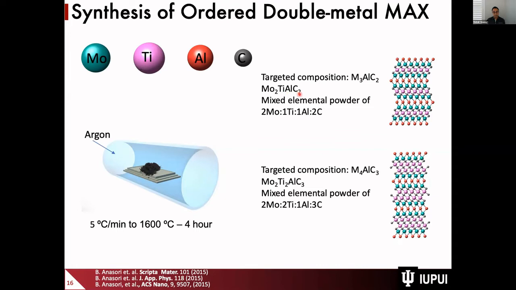And we heat it to this temperature and time, and we were able to make a Mo2TiAlC2. With the same method of mixing and heating process, we were able to mix a stoichiometric ratio of 2 molybdenum and 2 titanium, aiming for a 4-layer MAX or MXene, which is M4AlC3. And we were able to make another ordered phase having 4 layers, with 2 molybdenum and 2 titanium. Again, I want to remind that we did not change the processing temperature or time or mixing, we only changed the stoichiometric ratio. And we were able to make these two MAX phases.